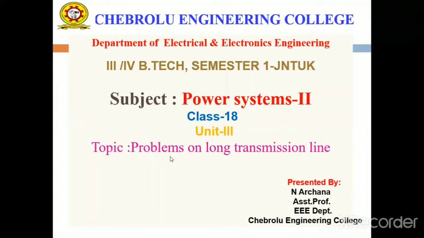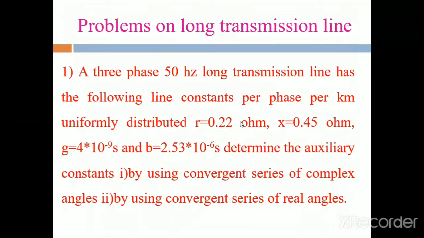Today I am going to explain the problems on a long transmission line. In the last class we already saw the rigorous method of solution of a long transmission line, and also the ABCD constants of a long transmission line by using the real angle method, the complex angle method, and hyperbolic charts. We determined the ABCD constants of a long transmission line. Today I am going to explain the problems on a long transmission line.